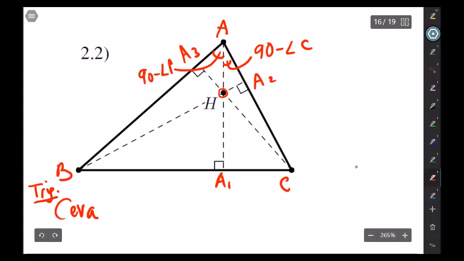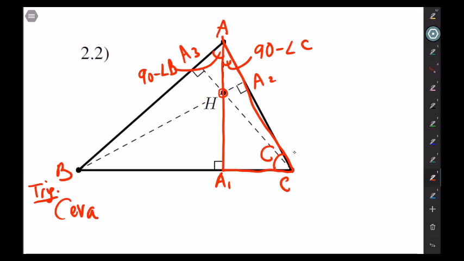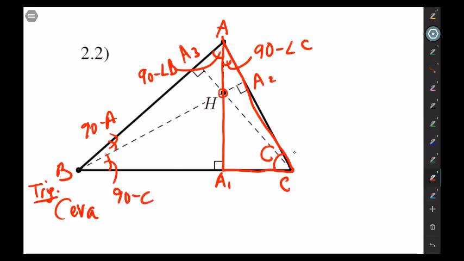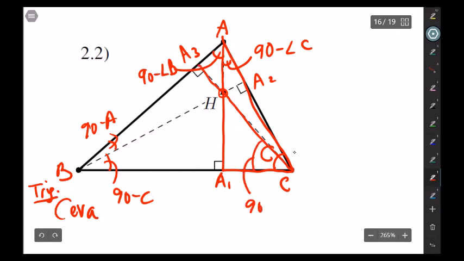Do you guys see why? Because you have this right triangle here, and in that right triangle we already have angle C here. So therefore, this one must be 90 minus C. And you pretty much do the same thing here. This is 90 minus A. This one is 90 minus C, and so on. This portion, when you extend it here, is 90 minus B. This portion here is 90 minus A.